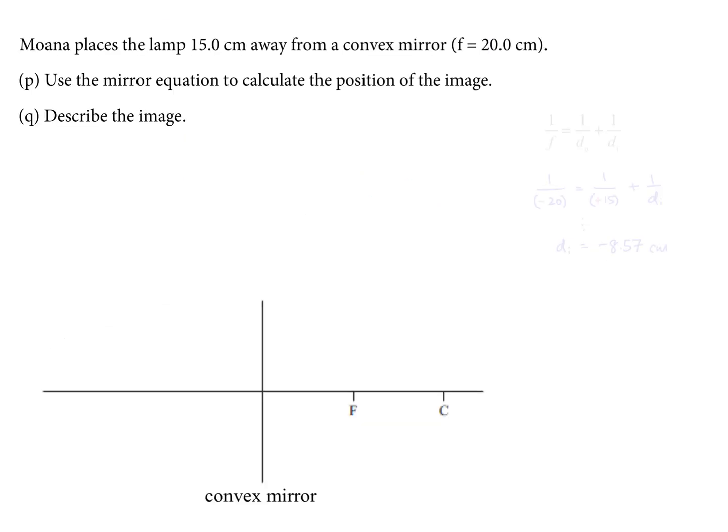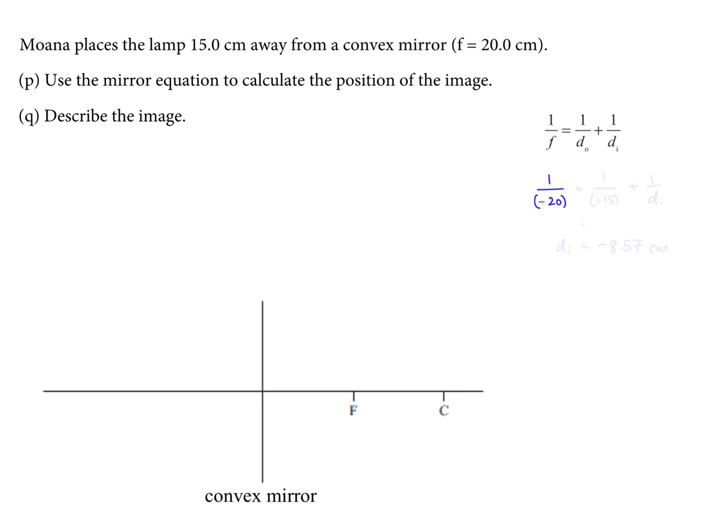And for the last part of the question, Moana places the lamp 15 centimeters away from the convex mirror with a focal length of 20 centimeters. Use the mirror equation to calculate the position of the image. So we have the mirror equation here, 1 over f equals 1 over dO plus 1 over di. Now, do take note that for a convex mirror, the focal length is on the virtual side. So you have to remember to put a negative sign, so it'll be 1 over minus 20.